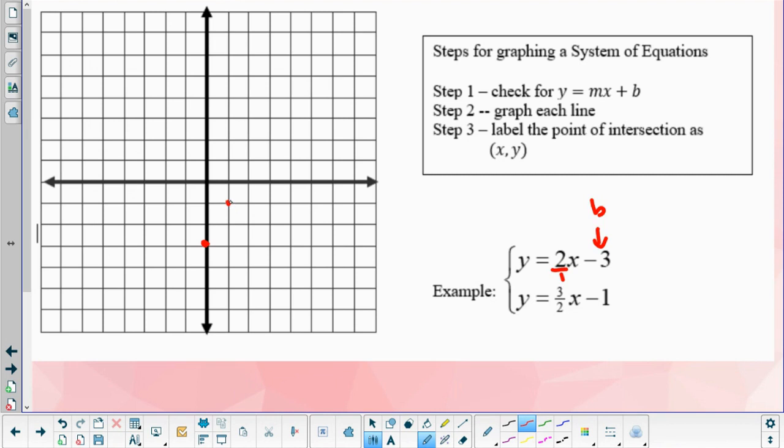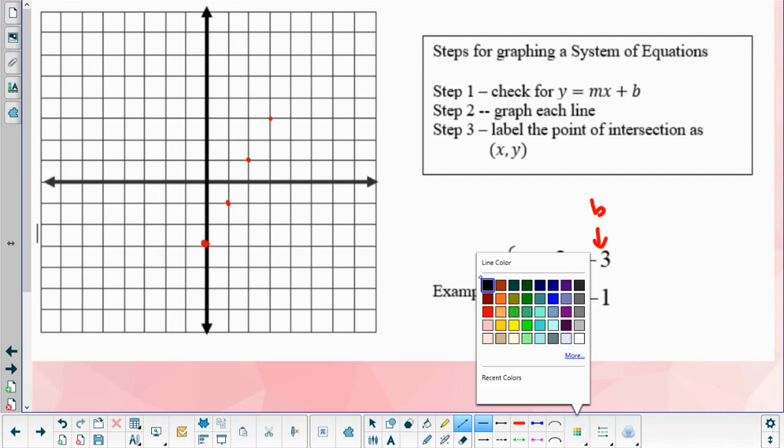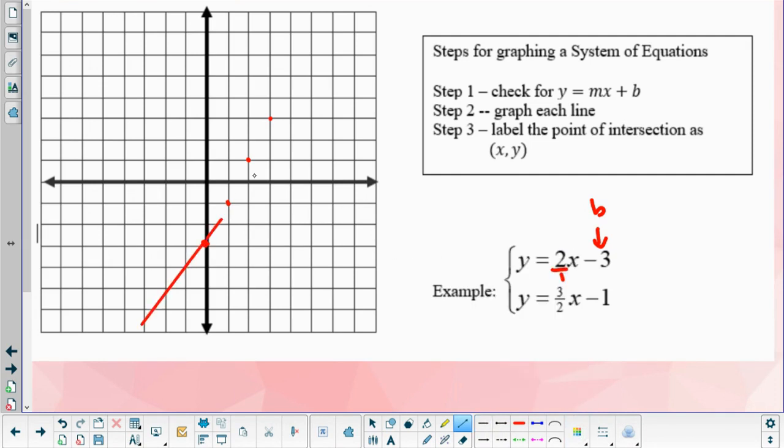Now I can do that as many times as I want. Rise 2, run 1. Rise 2, run 1. Now I have a couple points. I tried to do at least 3. Now I can go ahead and connect these dots. And you want to try to connect them all the way across your grid the best you can. It's a little hard on the computer, so sometimes you have to readjust just a little bit to make them work out.